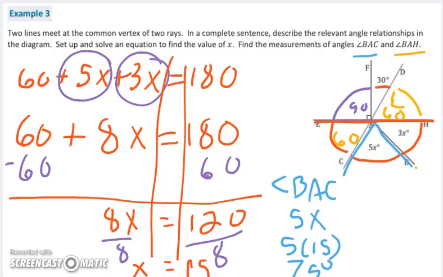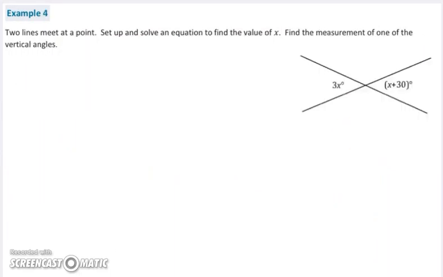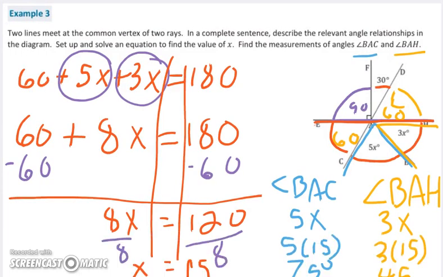And then lastly, we have BAH. That's going to be 3x. We'll plug in 15 for x. We'll multiply and we'll get 45 degrees. Whoop. I didn't mean to do that. Move on to the next line. So if you need more time, hit pause.